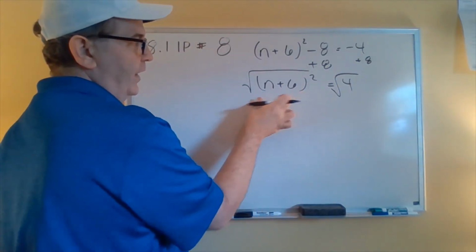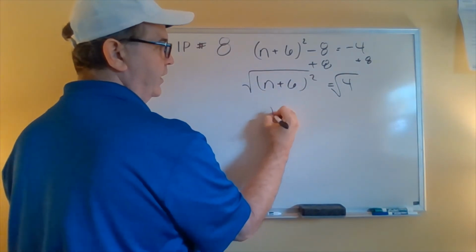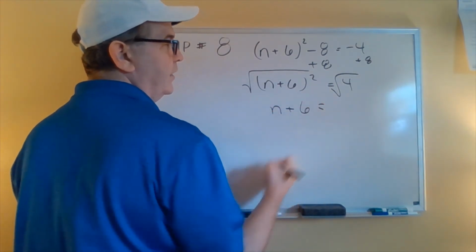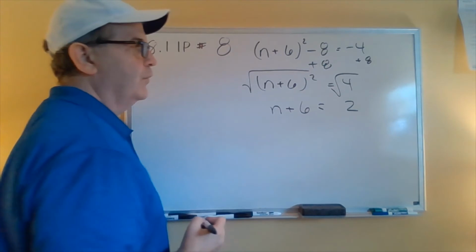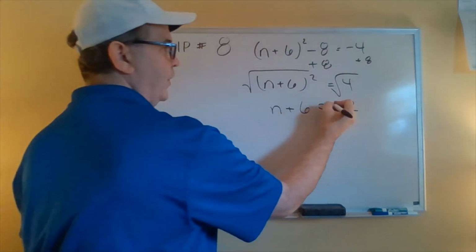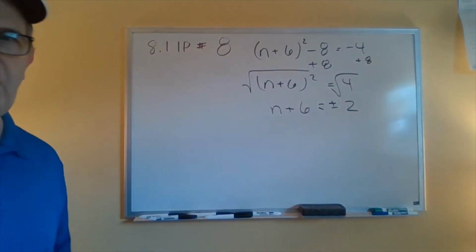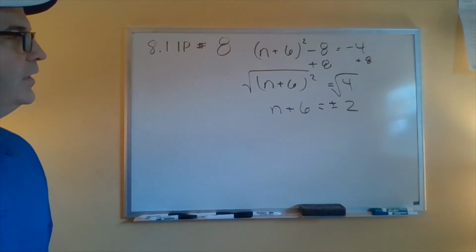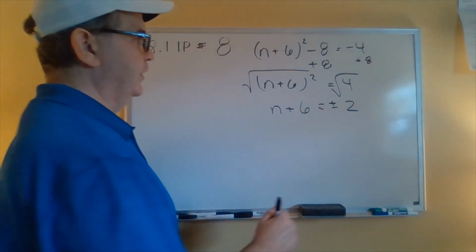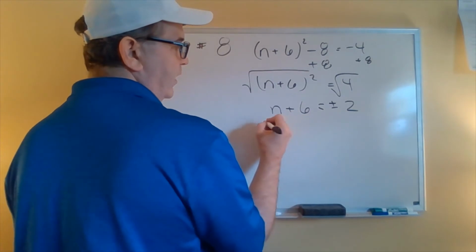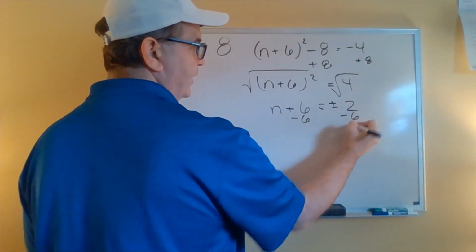And that way, my left side, the square root and the square cancel out, and I'm left with just n plus 6. Square root of 4 is 2, but don't forget we're taking the square root of a number. It's plus or minus, because positive 2 times positive 2 equals 4, but negative 2 times negative 2 also equals 4. Now I want to get n by itself, so I'm going to subtract 6 from each side.